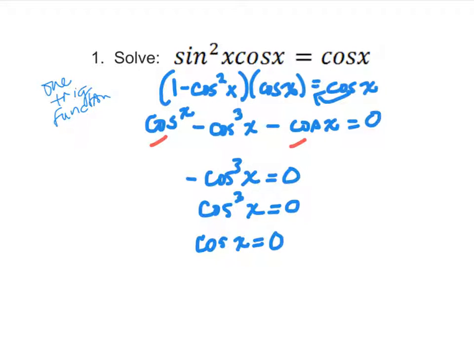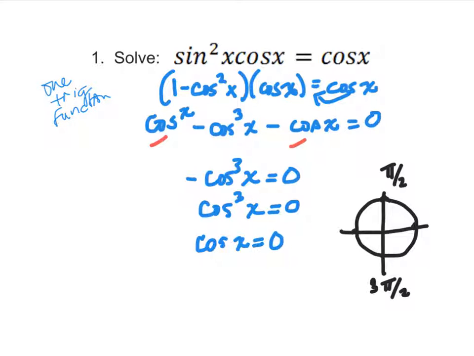Now you want to consider where that happens on your unit circle. Well, on your unit circle, remember our cosine is our first coordinate, and our first coordinate is going to be 0 up here at pi over 2 and down here at 3 pi over 2.